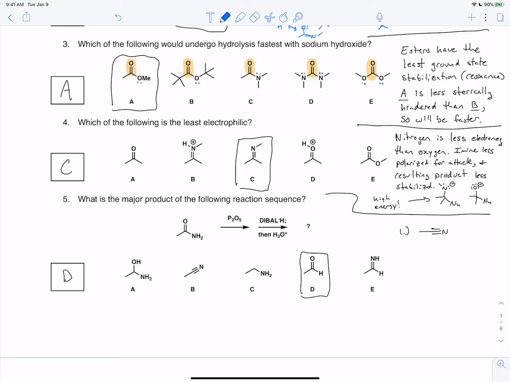So right away, we would say that amides and ureas are going to hydrolyze much slower than something like a carbonate or esters. A carbonate has 2 oxygens, whereas esters each have 1. So we can also eliminate that answer as a possibility. And lastly, it comes down to A or B.